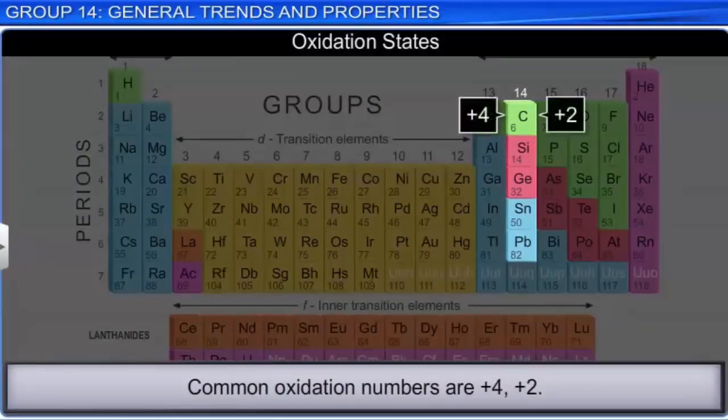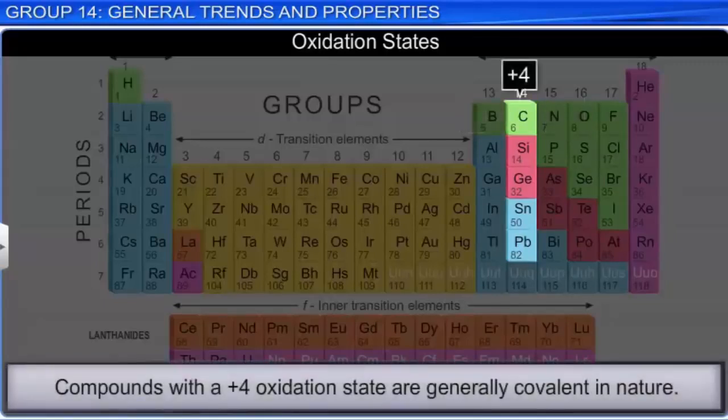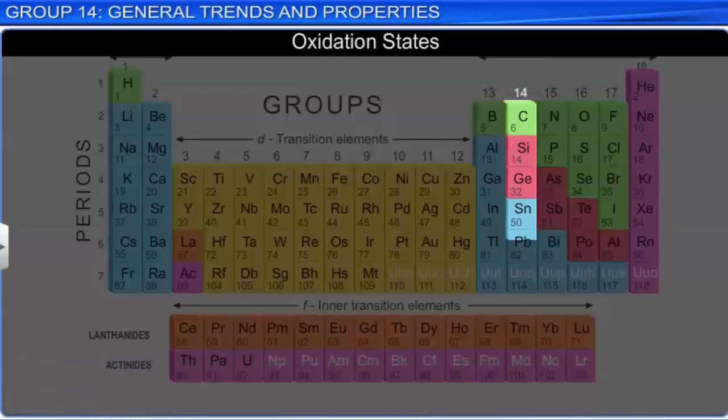With their 4 valence electrons, the group 14 elements typically achieve either a +4 or a +2 oxidation state. Compounds with a +4 oxidation state are generally covalent in nature, because of the high sum of the first 4 ionization energies for the group 14 elements. Carbon and silicon are more likely to be found in a +4 oxidation state. It should be noted that sometimes carbon is found with negative oxidation numbers.